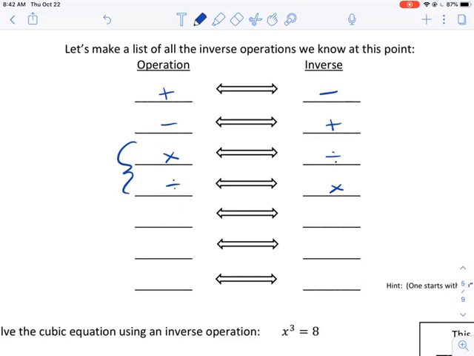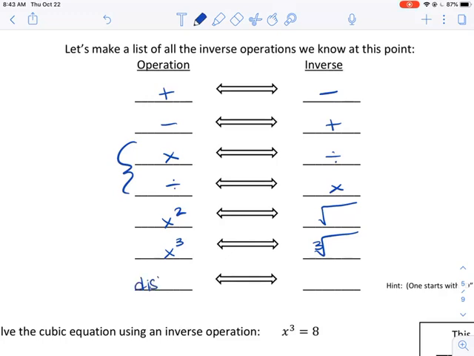Now we are working with squaring, and what undoes squaring is the square root, and cubing, and what undoes cubing is the cube root. There's another thing that you'll work with more next year.